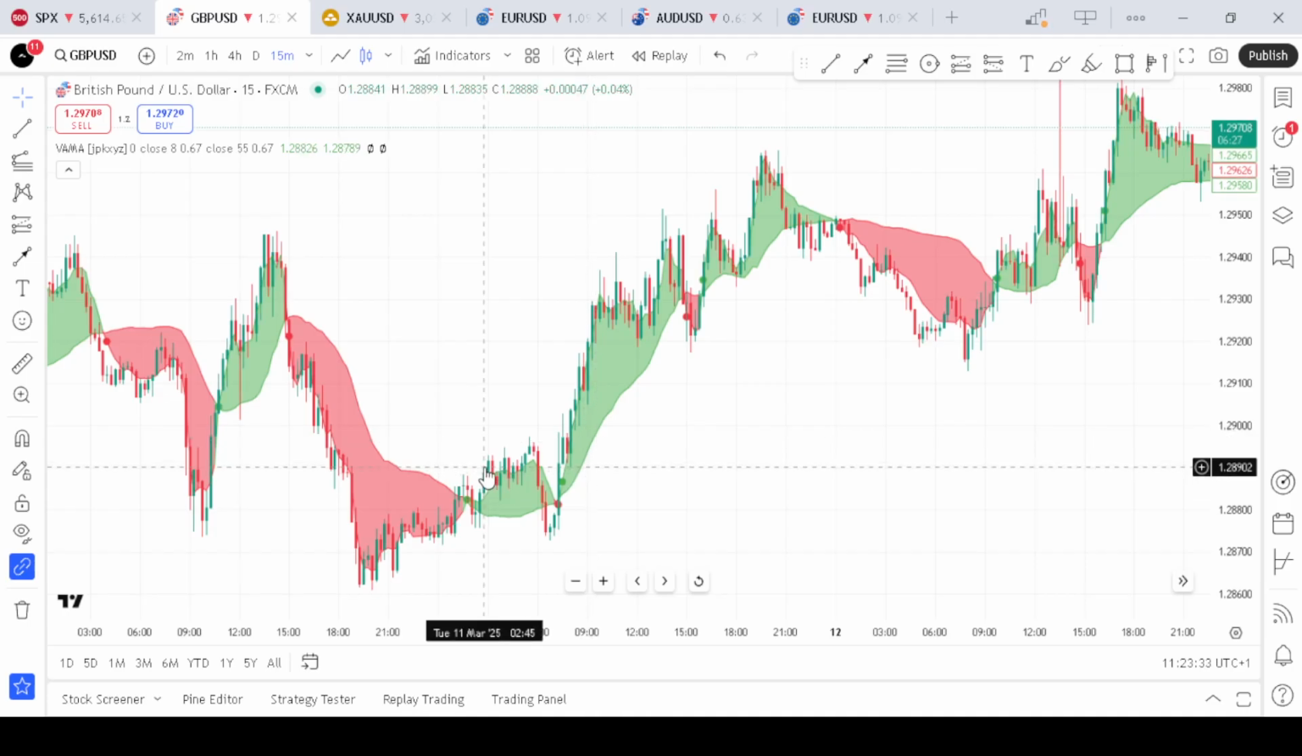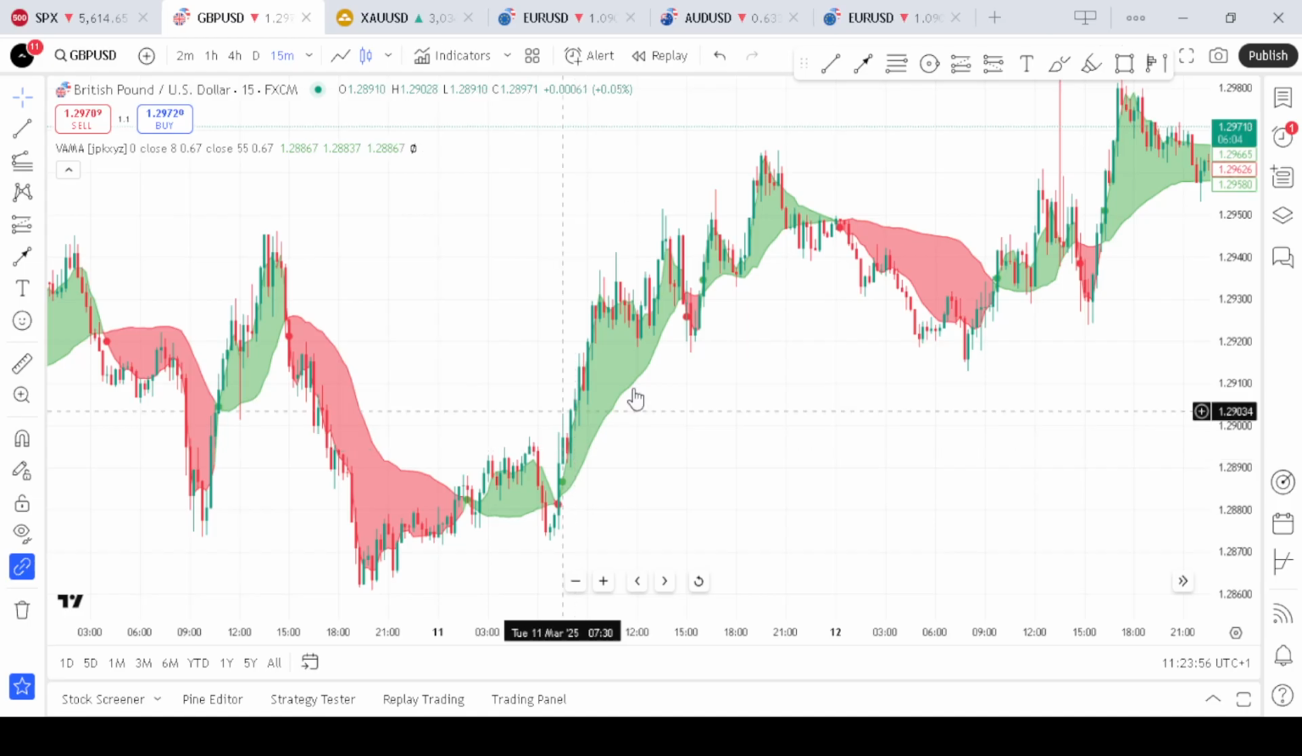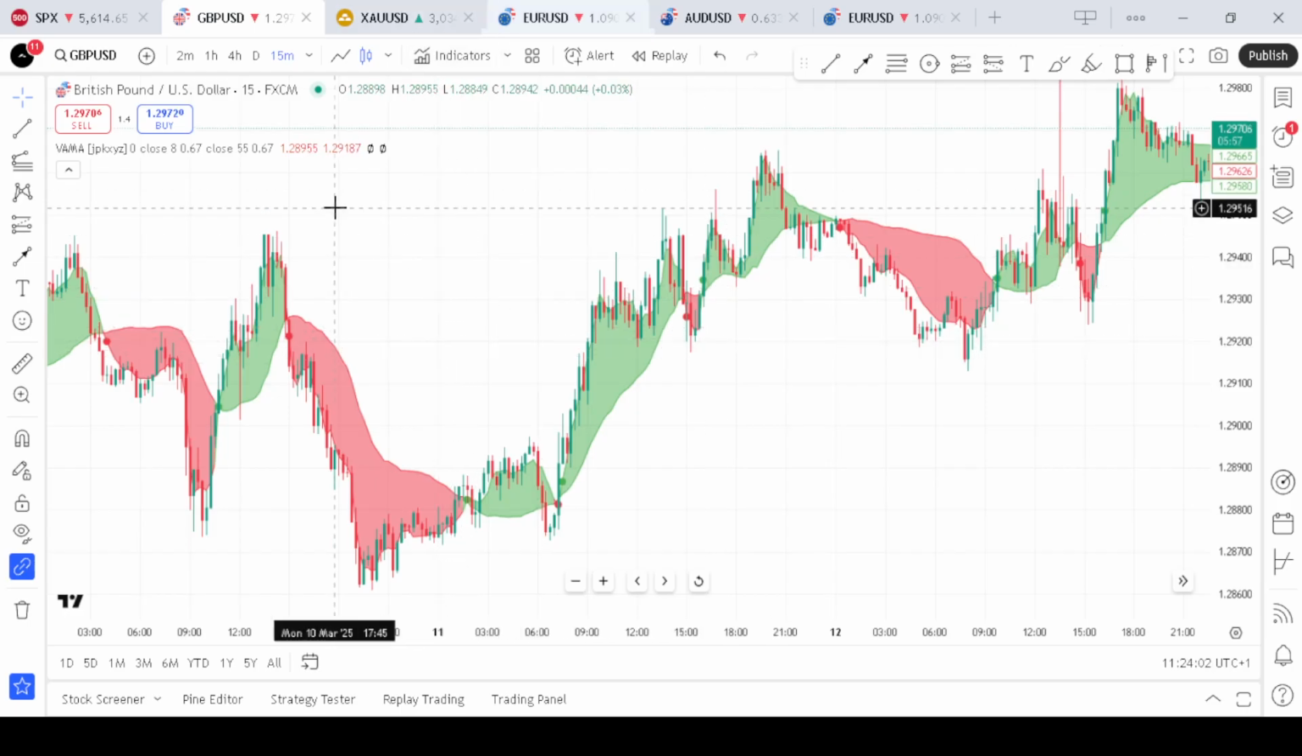So one of the key features is that the VAMA is adaptive to the look back period. Instead of using a fixed number of bars, the VMA averages the price within a specific volume increment. This means that the number of bars used in calculation can vary based on the trading volume, potentially making it more responsive to market dynamics. So let's see how we can implement the VAMA into our trading strategy.